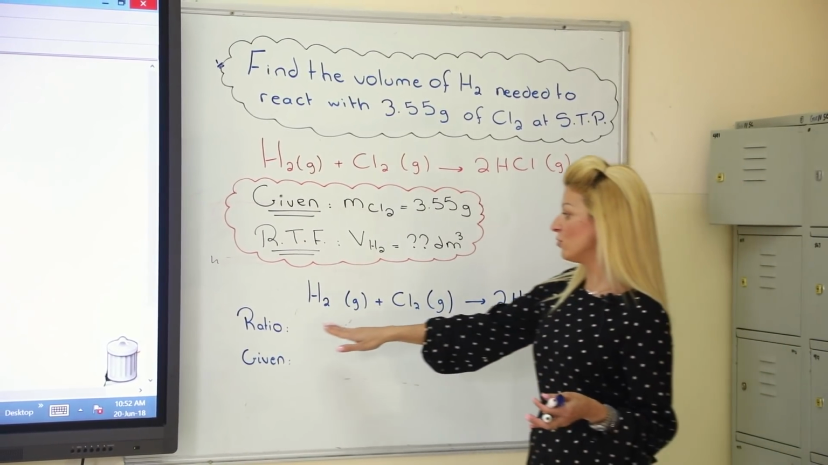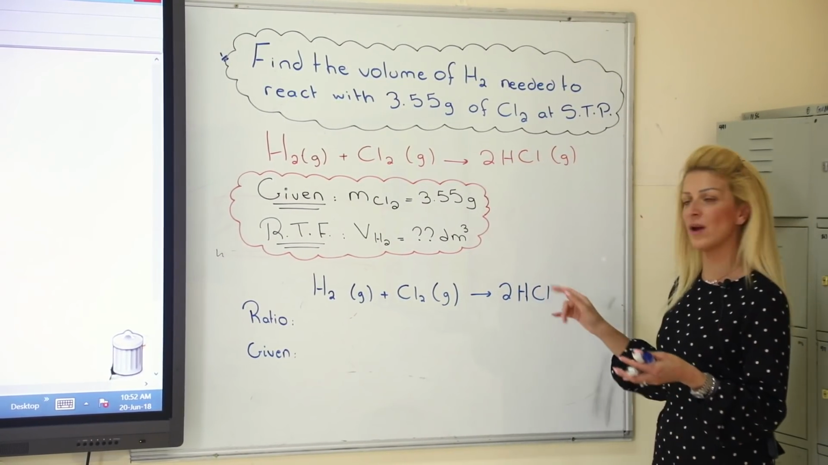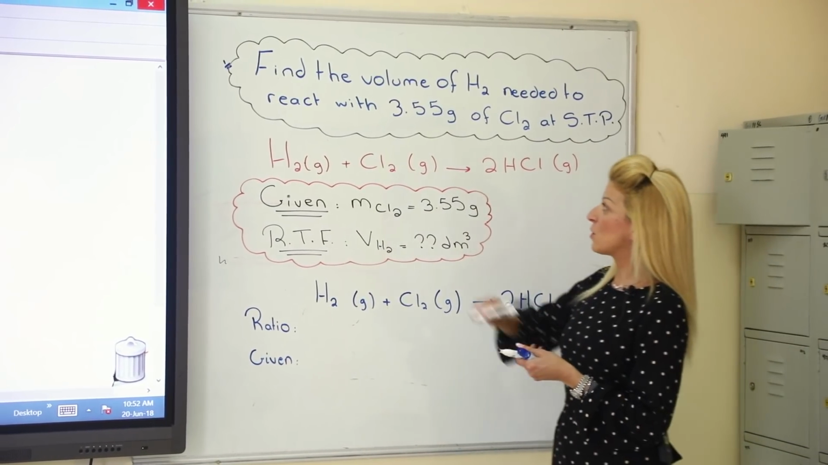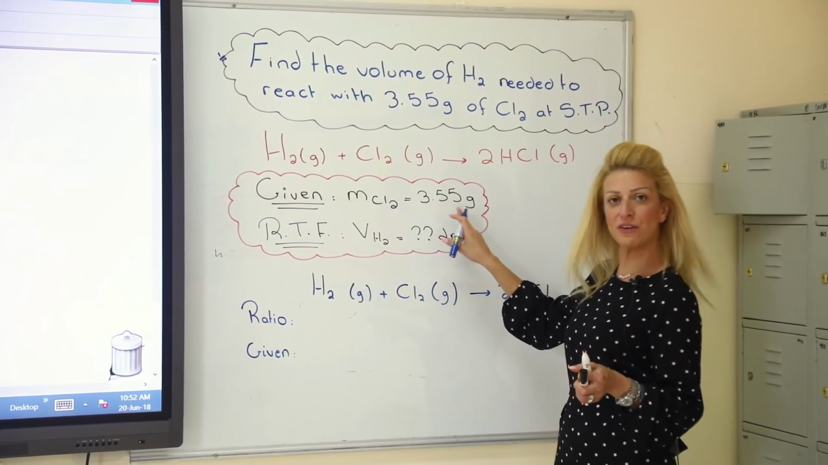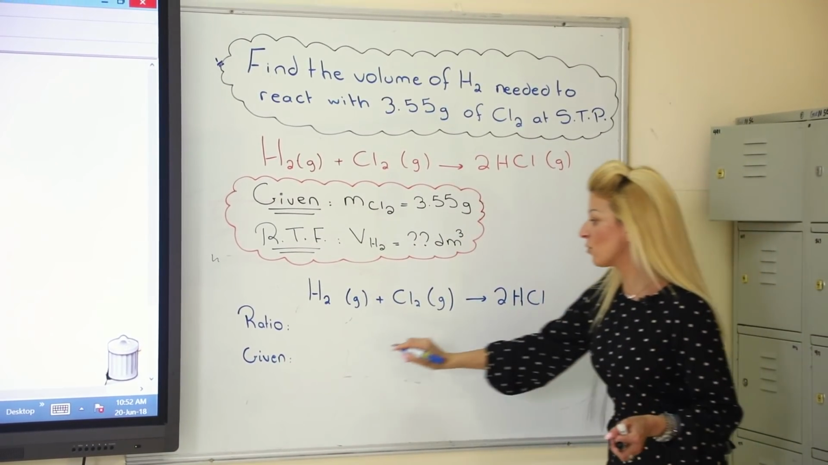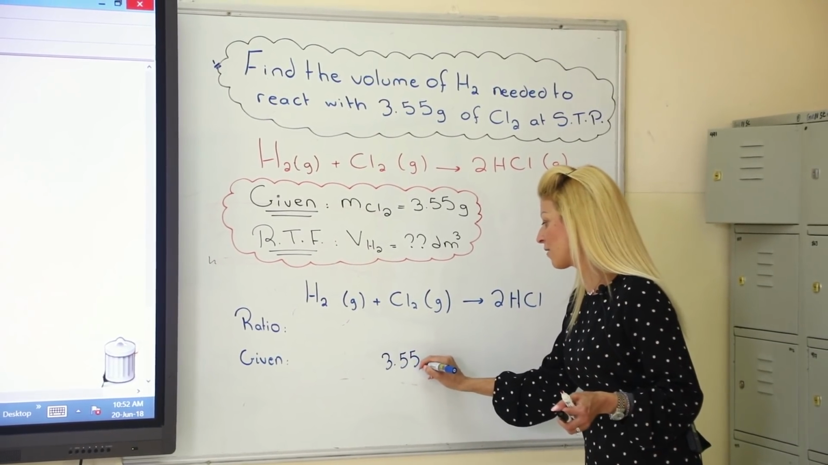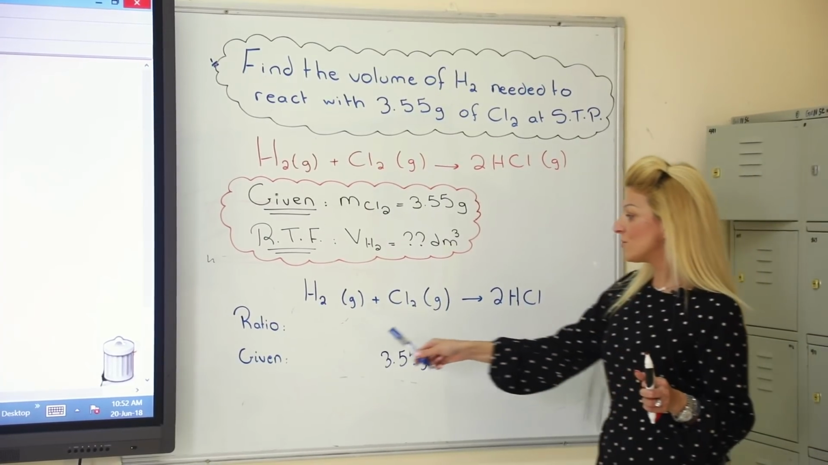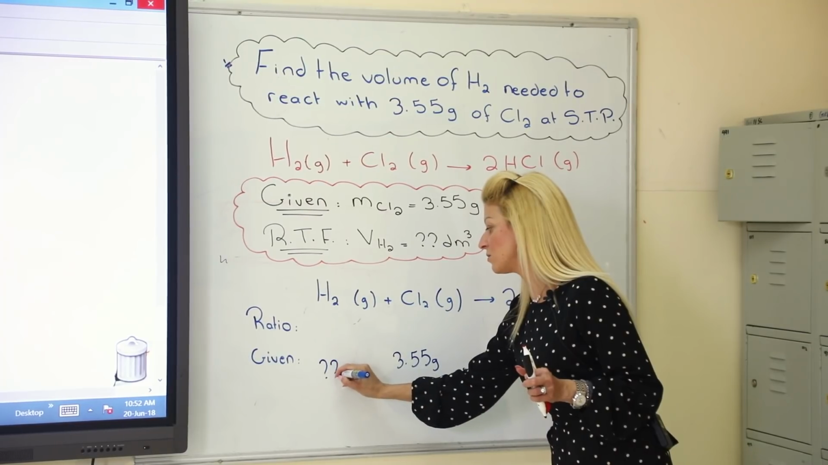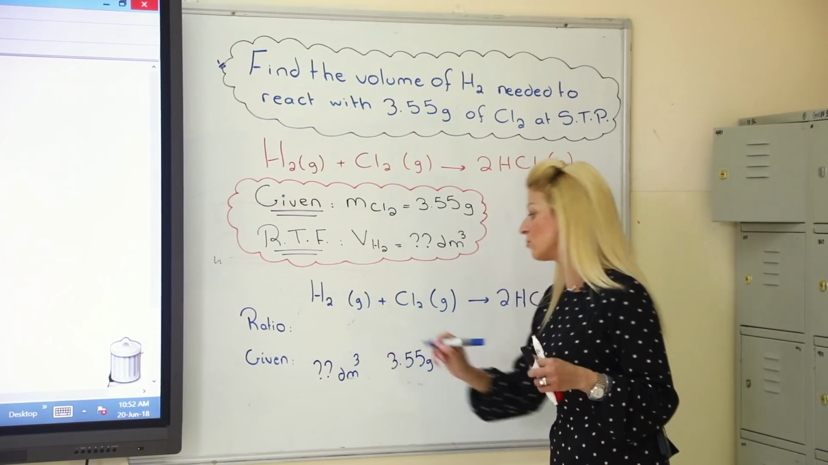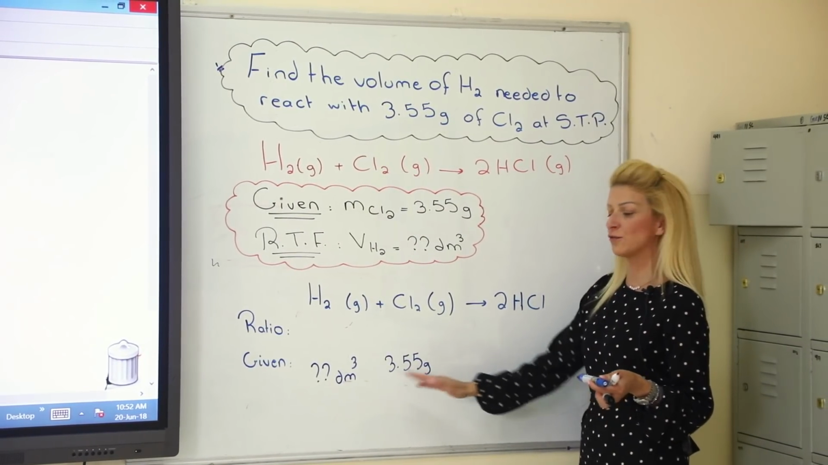So the ratio and our given are in two separate rows underneath the equation itself. We go back to the equation and we read the given. The given of the chlorine is 3.55 grams. So under chlorine in the equation, we write 3.55 grams. Under hydrogen, we write a question mark because we need to see how many decimeter cubed of hydrogen is needed to react with this specific mass of chlorine.